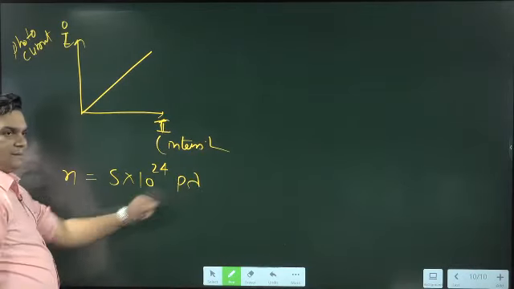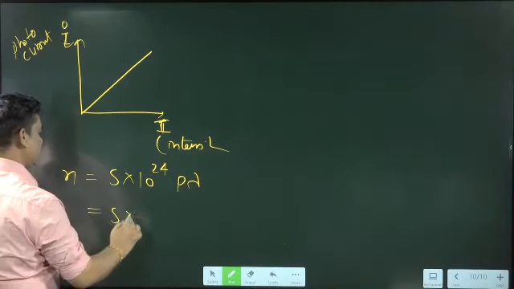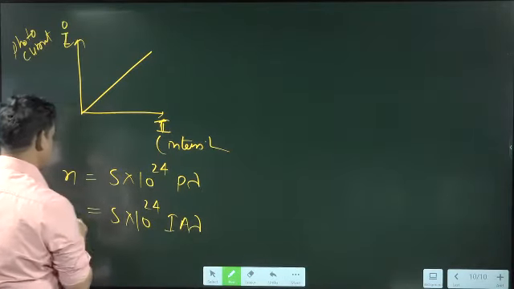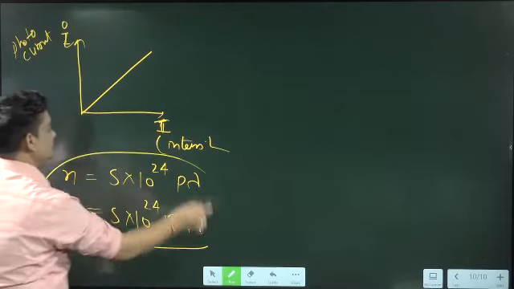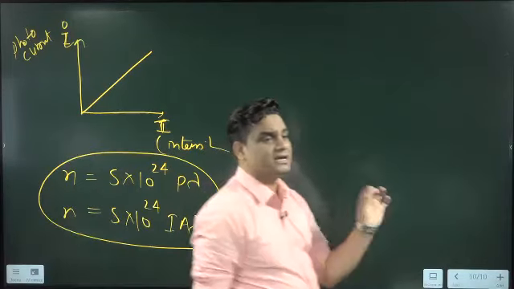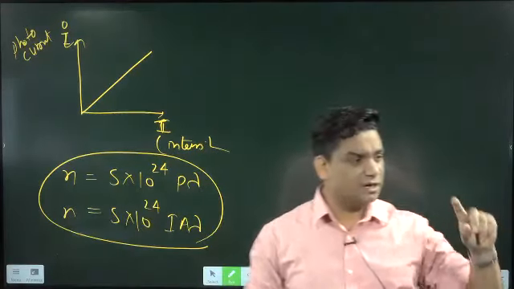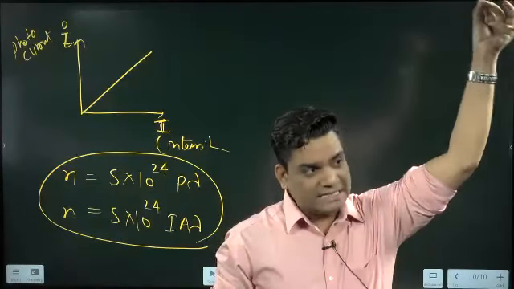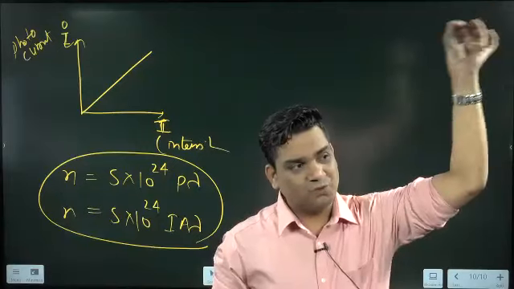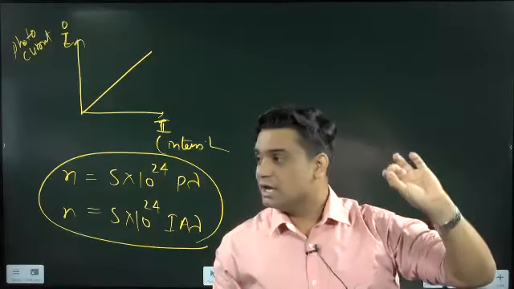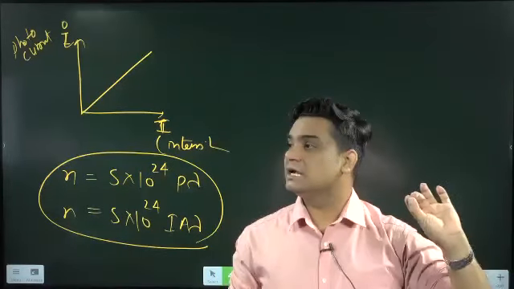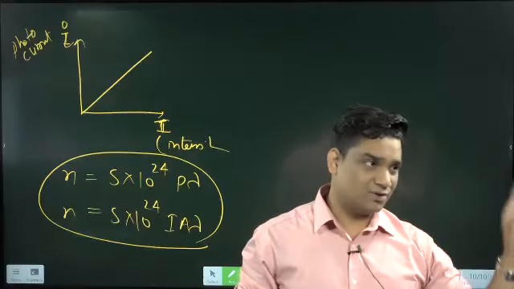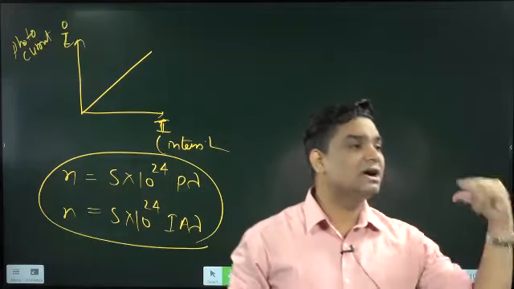Okay, P lambda, where we can write like this also, 5 into 10 power 24, is your intensity into area into lambda n. So you can say your intensity is going to decide the number of photons. More intense light means more number of photons, and if more number of photons, then ultimately more number of electrons. If more number of electrons, then more current will be there.